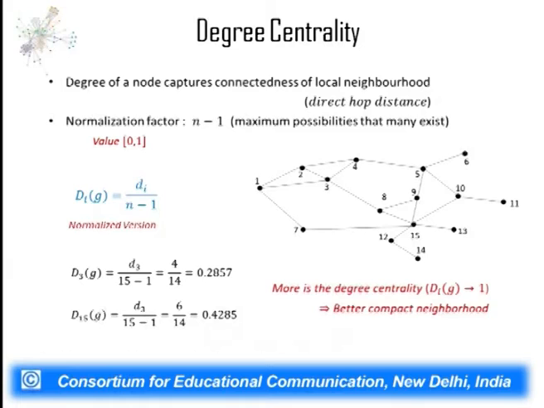For that purpose, the normalized version is very important, and here the normalization is done by n minus 1, which raises the second question: why n minus 1? It's because n is clearly the total number of nodes in the network, and we are subtracting one node because it is the node we are interested in finding the degree centrality of. So that's why it's n minus 1. By dividing by n minus 1, we get a fraction that lies strictly between 0 and 1. So D3, if you find it out in that manner, comes out to the value 0.28.